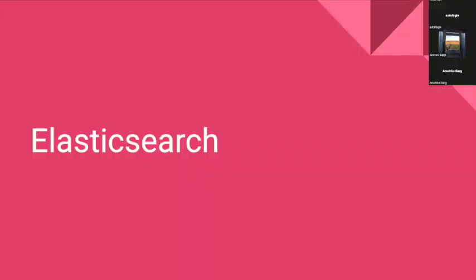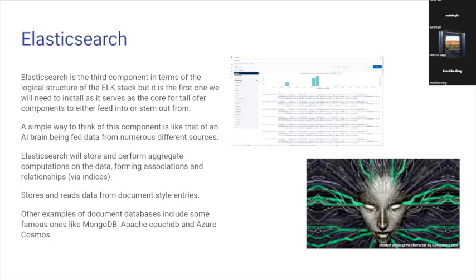Moving forward with Elasticsearch. Elasticsearch is the third component in terms of the logical structure of the ELK stack, but we first need to install it as it serves as the core for all components to either feed into or stem out from. A simple way to think of this component is like an AI brain being fed from numerous different sources of data, which we collect and analyze. Elasticsearch will store and perform the aggregation computation of the data, forming associations and relationships. Examples of document databases include some famous ones like MongoDB, Apache CouchDB, and Azure Cosmos DB.